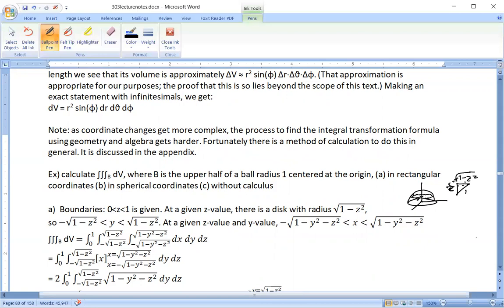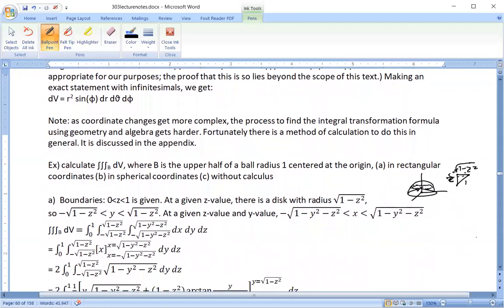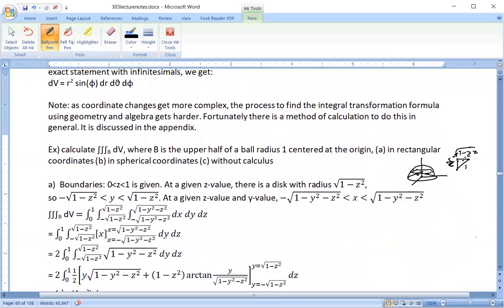Now we have to integrate this dy. It turns out that this is actually quite a difficult and complicated integral to do. So either using software or a table of integrals, skipping the details, we get the result of the integral is this: 1/2 y times radical 1 minus y squared minus z squared plus 1 minus z squared times arctan of y over radical 1 minus y squared minus z squared. And now we've got to evaluate that on the boundaries. Again, that's a pretty hard integral. You can do it by hand, but it's actually quite hard.